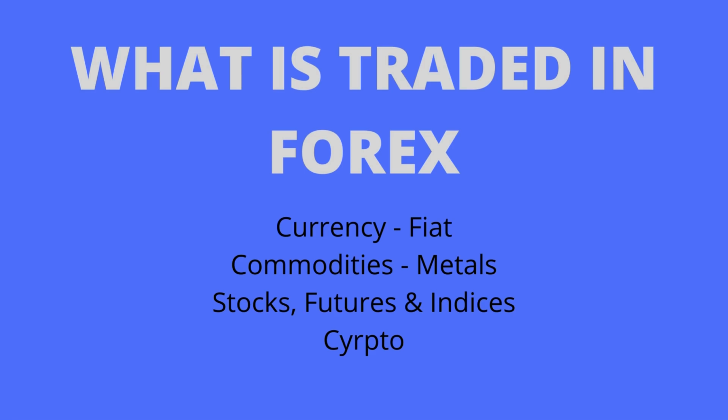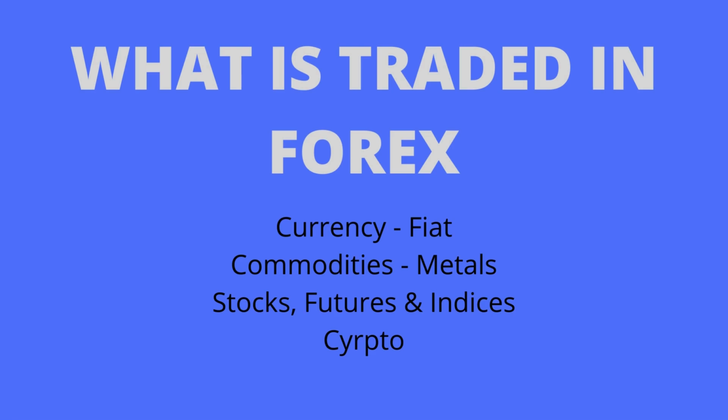So you've got the EUR, which is euro. You've got the JPY, which is Japanese yen. You've got the GBP, which is the British pound. You've got CHF, which is Swiss franc. You've got CAD, which is Canadian dollar. AUD, which is Australian dollar. And NZD, which is the New Zealand dollar. So these are the major currencies.